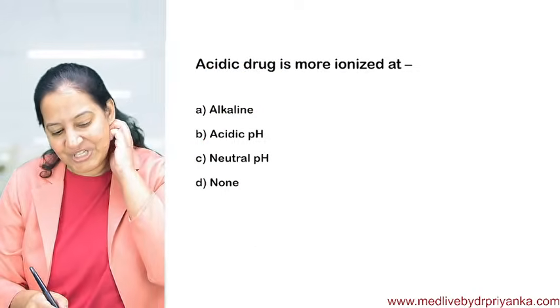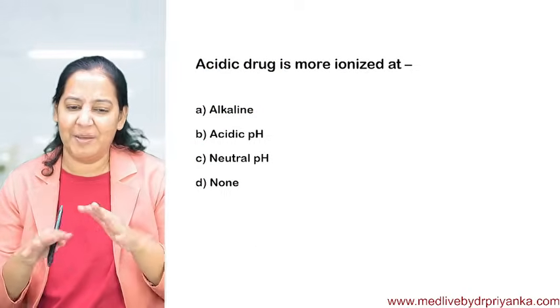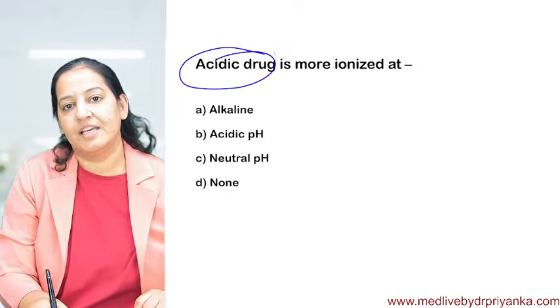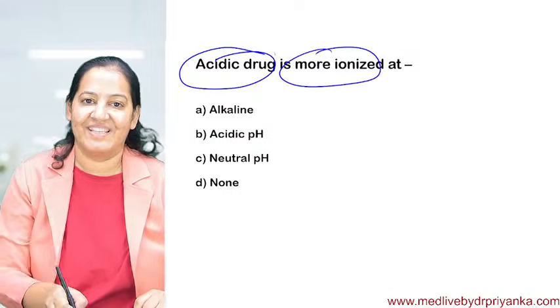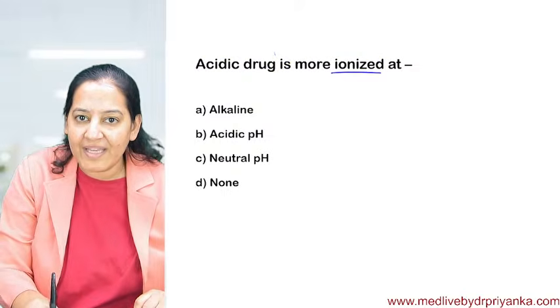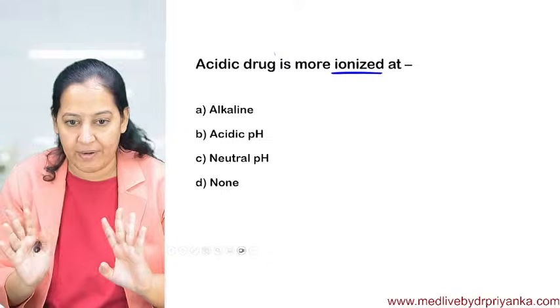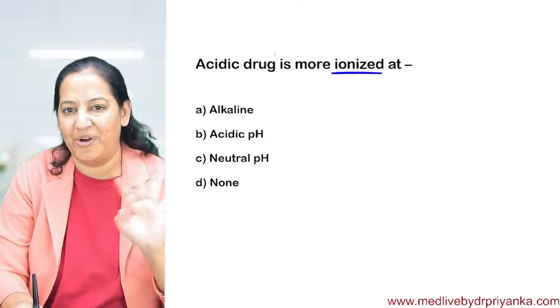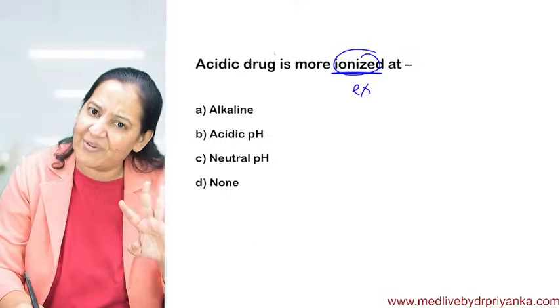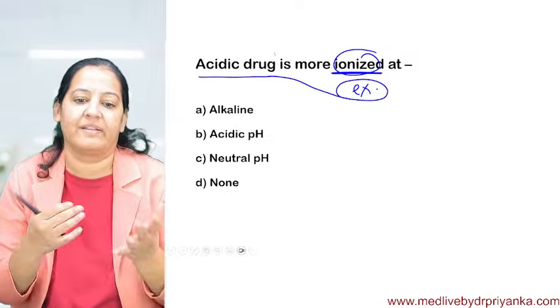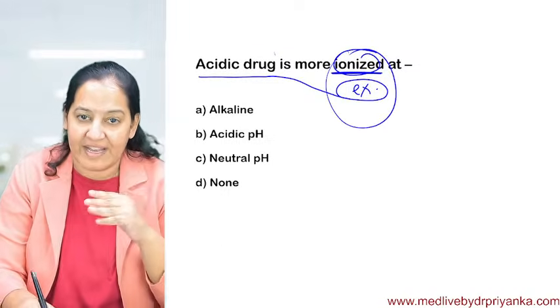The next question, I guess it's a very easy question. Acidic drug is more ionized at. Instead of ionized form, are they absorbed or excreted? Does the body want ionized form or not? The body doesn't like ions, doesn't like charges. So the body excretes it. So acidic drugs are excreted. Read it like this: instead of ionized form, read excreted.